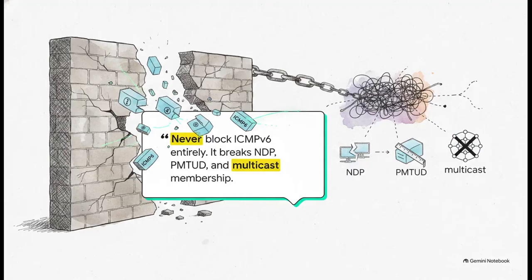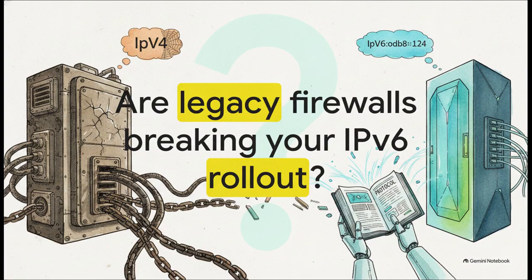I really cannot stress this quote from the source material enough. Never block ICMPv6 entirely. Applying your old legacy IPv4 firewall habit of dropping all ICMP traffic out of some vague sense of security will instantly and silently destroy your IPv6 network. It breaks address resolution, it breaks packet sizing, and it completely breaks multicast memberships. Just don't do it.